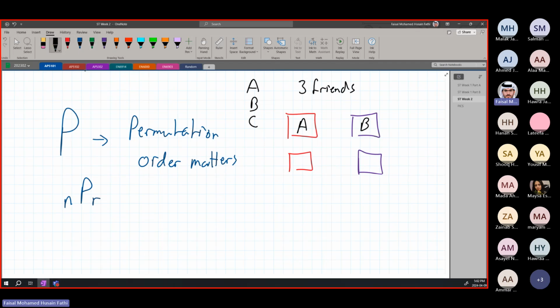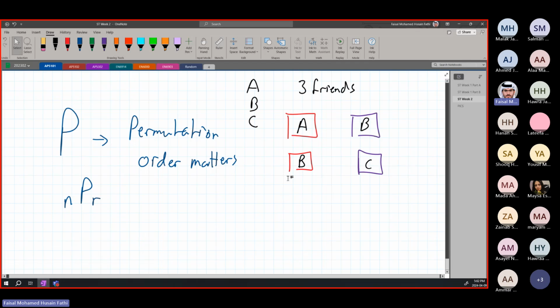A and B is the first one. The second one, for example, B and C can be sitting next to each other. All right? Here, like I said, when we're talking about permutation, the order of these friends matter.